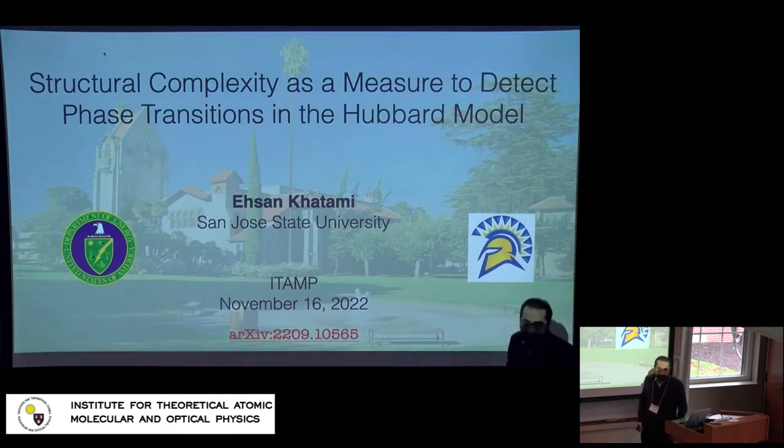I'm not going to talk about NLC, so you might be disappointed, or any doped Hubbard model, but I will talk about the Hubbard model in one dimension.